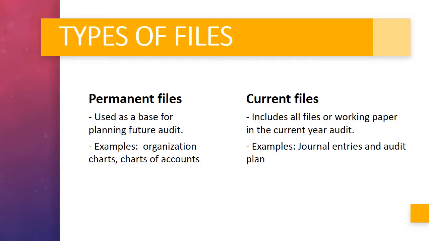Types of files. There are two types of files. 1. Permanent files, which are used as a base for planning future audit. For example, charts of accounts and organizational chart. Another one is current files, which includes all files or working papers in the current year audit. For example, journal entries and audit plan.